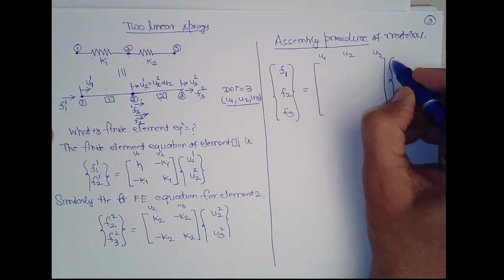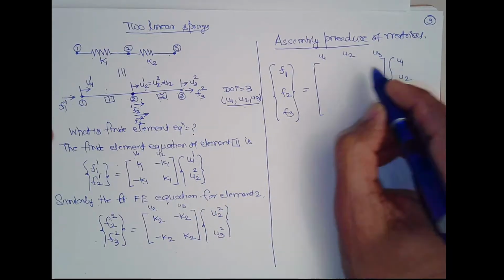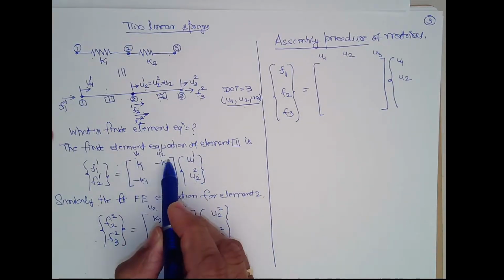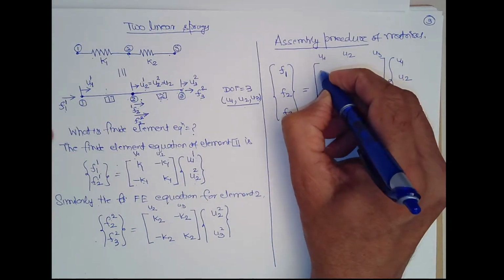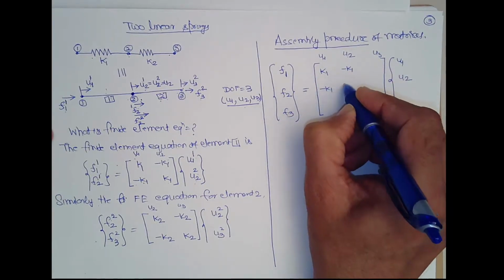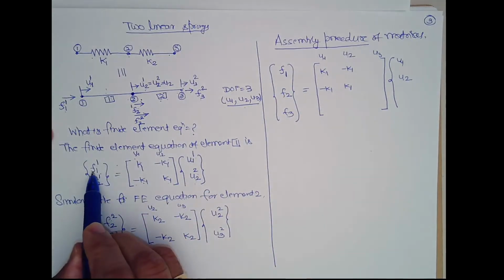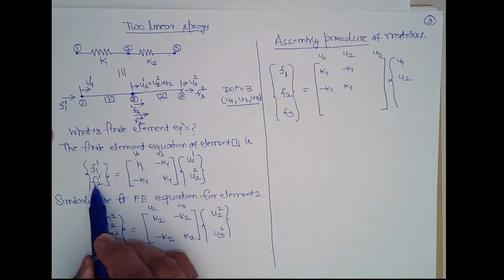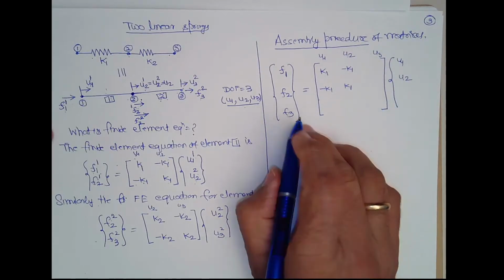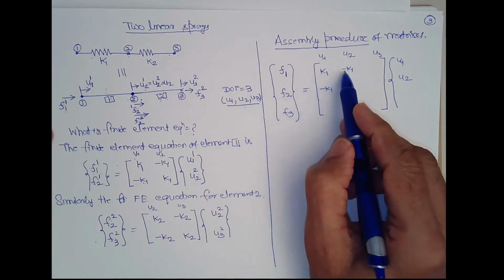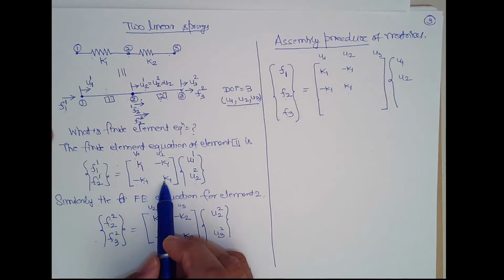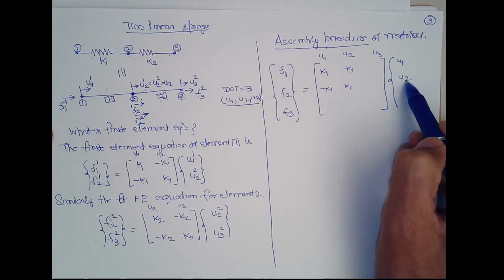Now the 2 by 2 block for U1, U2 is K1, minus K1, minus K1, K1. So it is the same equation: F1, F2 equals K1, minus K1, minus K1, K1, times U1, U2.